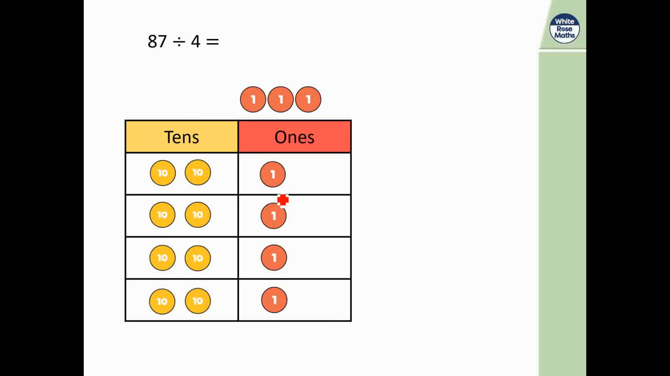How much is in this row? 21, thank you. 21 is in this row, and the remainder is 3. Okay? 21, because remember we have to look at what's in each row, and then remainder 3.